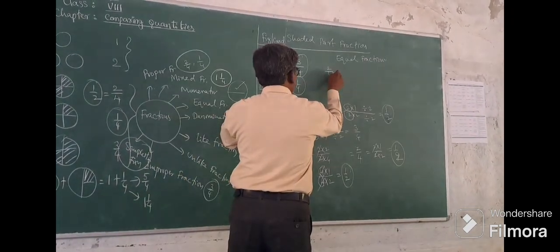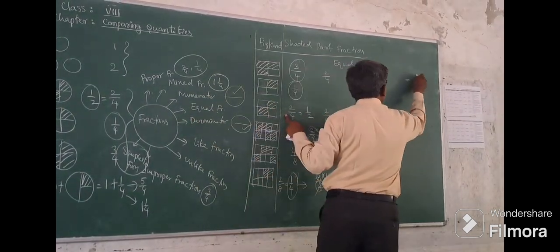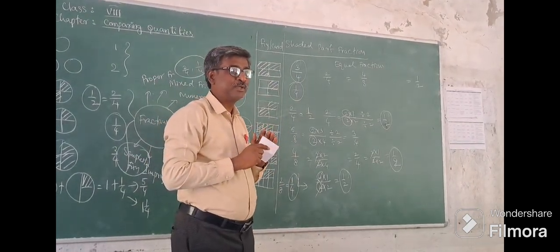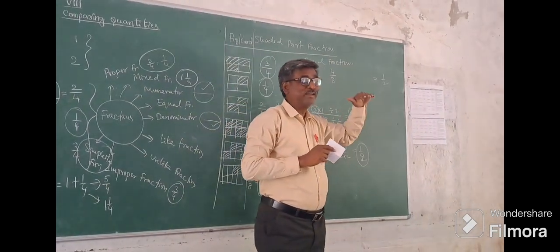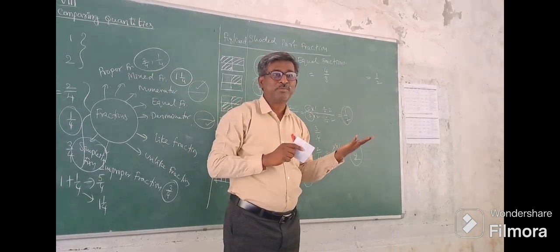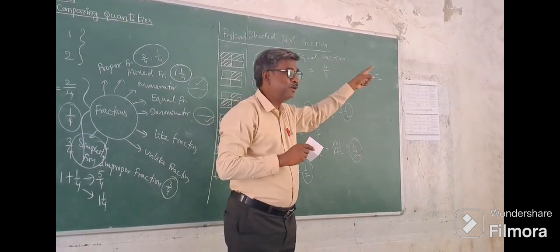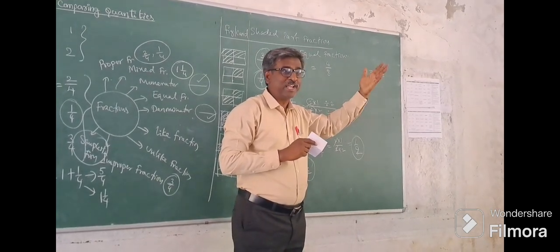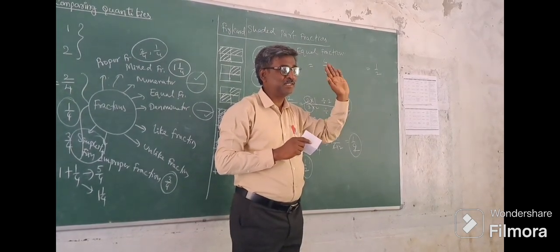So 2 by 4 is equal to 4 by 8. Finally, its simplest form is 1 by 2. So just observe, only these two are equal to 1 by 2. Or is there any chance of such fractions which are equal to 1 by 2? So what is your opinion? Is there any chance of some more fractions whose simplest form is equal to 1 by 2? That is the question. So tell me the answer.